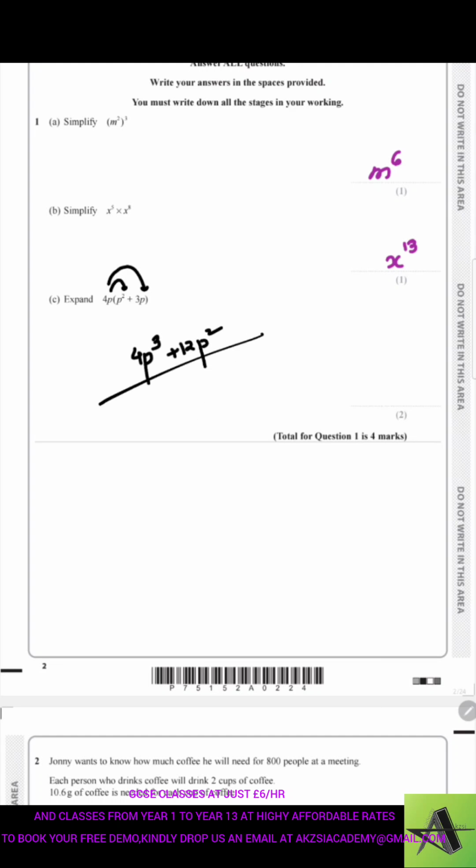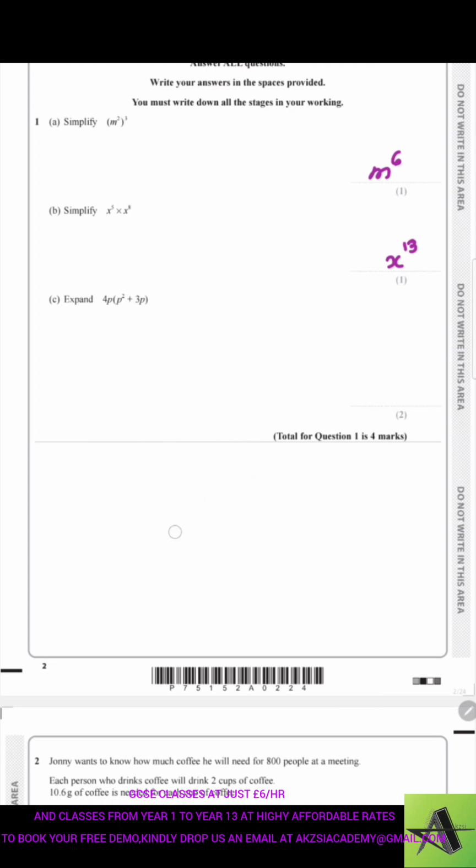This is how you can find or expand the single bracket. So like if it would be 2 times a minus b, what will you be doing? Multiplying the outside term with the first term inside, which gives 2a, and multiplying the outside term with the inside one, which is minus 2b. This is how you can simplify any single bracket.